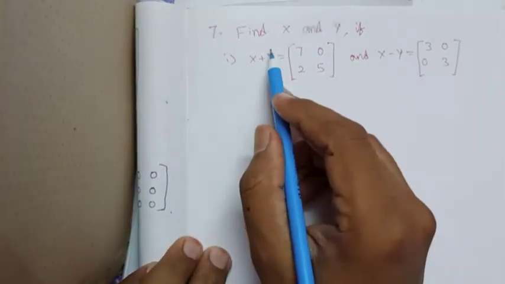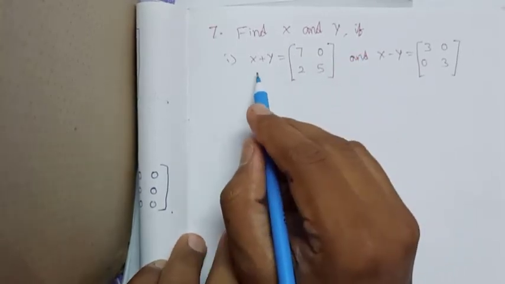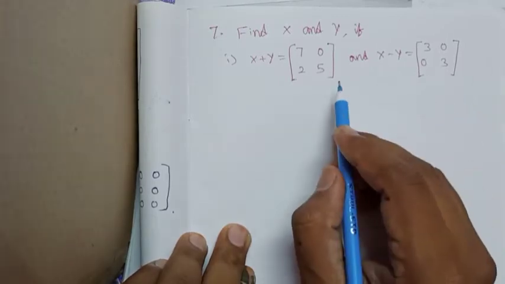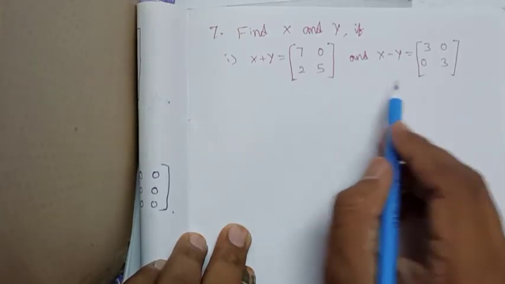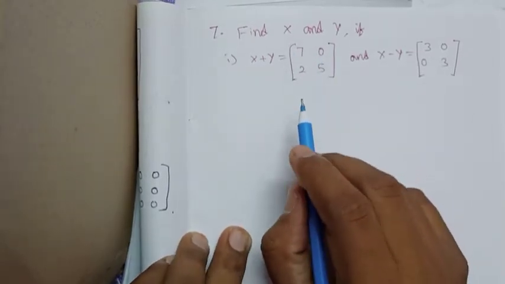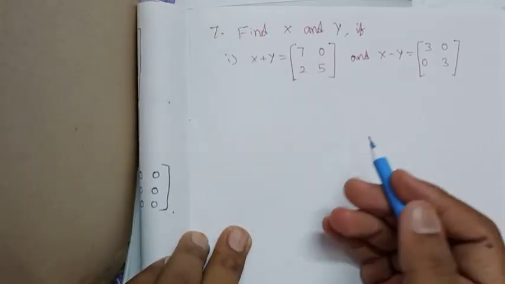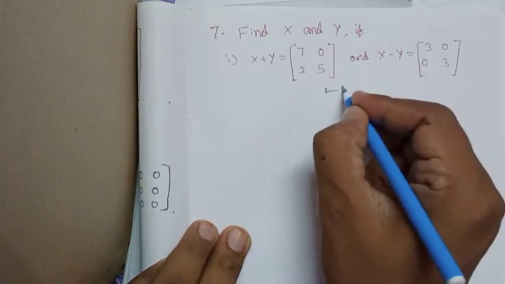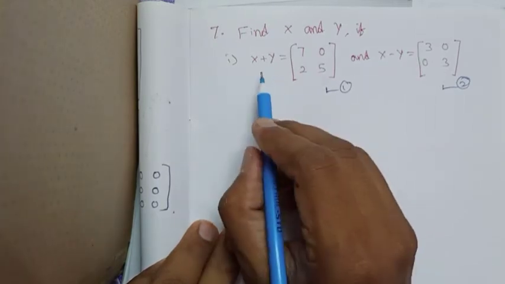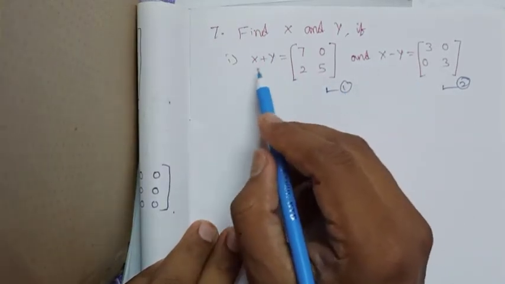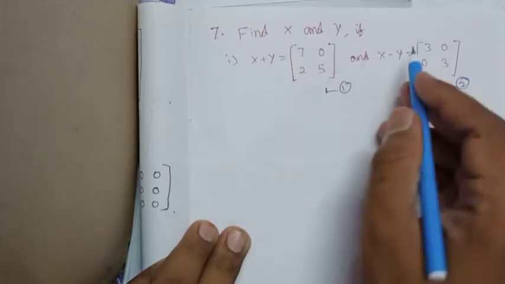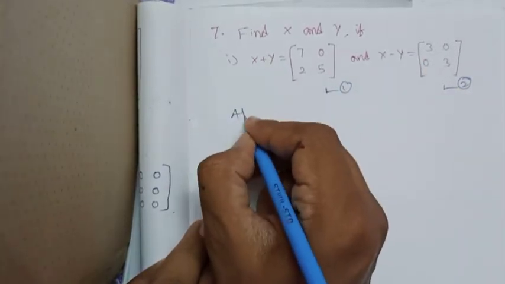Question number 7. Find x and y if x plus y is equal to this matrix and x minus y is equal to this matrix. Both matrices have the same order. So now find the x and y values. I am using the solving the equation method. So consider this equation 1 and this equation 2. Now adding equations 1 and 2, we get the x value because the y sign is changed, so this should be cancelled.